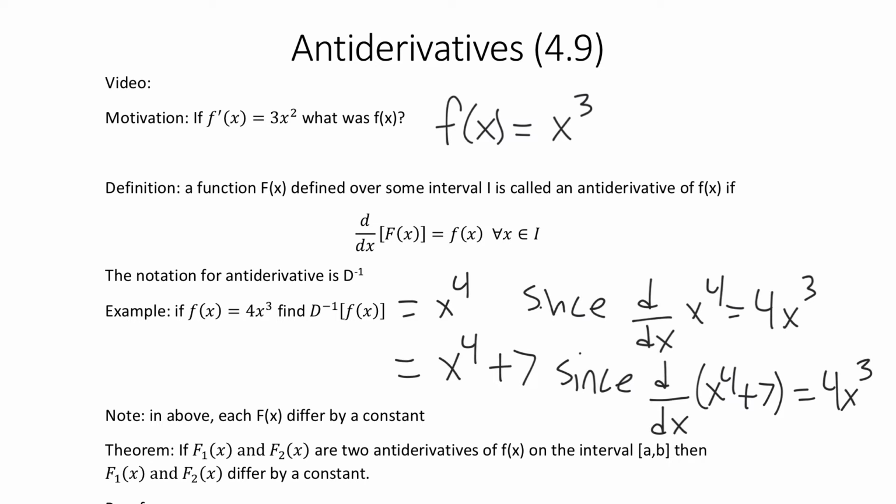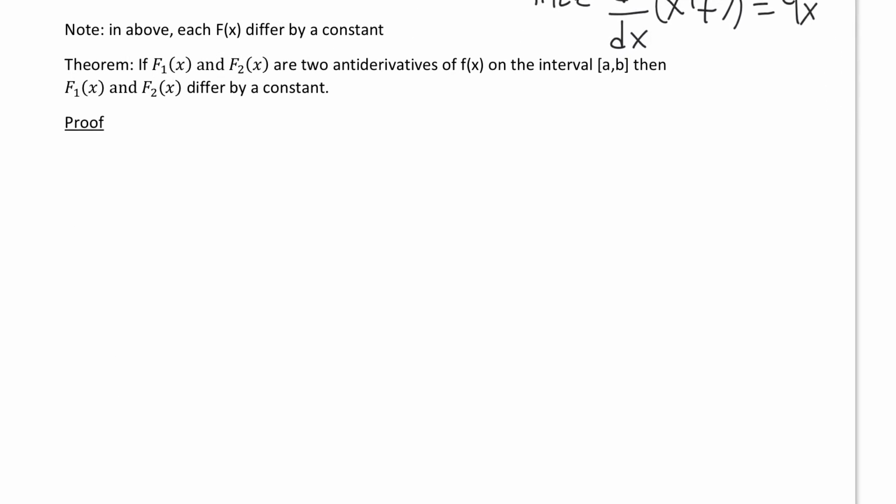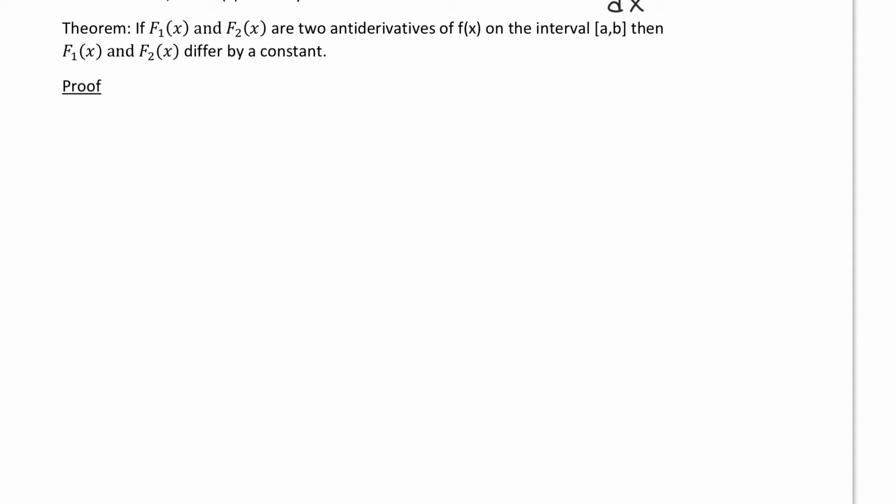Now let's think about this. Both x to the power 4 and x to the power 4 plus 7 were antiderivatives of 4x to the power 3. And so this is noted here above. Each capital F of x differ by a constant. This is actually going to be a theorem we can prove. So the theorem states, if f1 and f2 are two antiderivatives of f of x on some interval a b, then f1 and f2 differ by a constant. So let's look at the proof here.